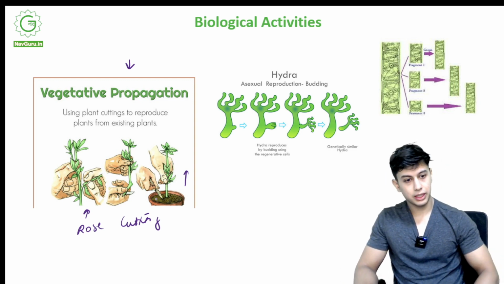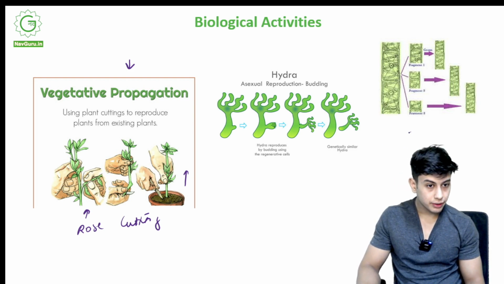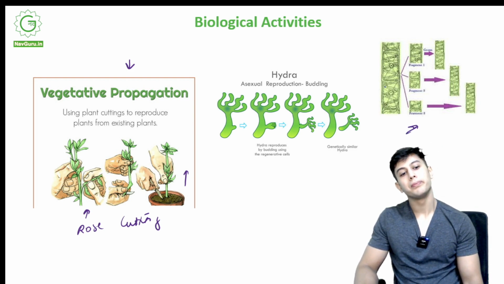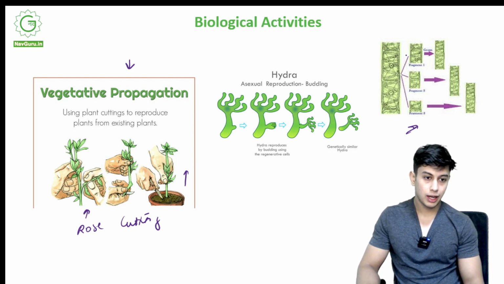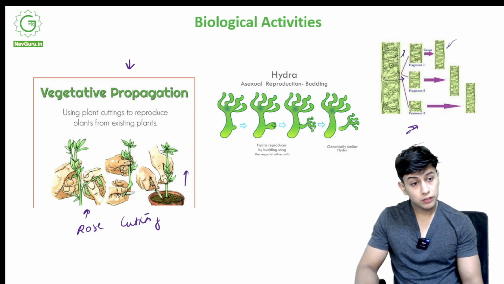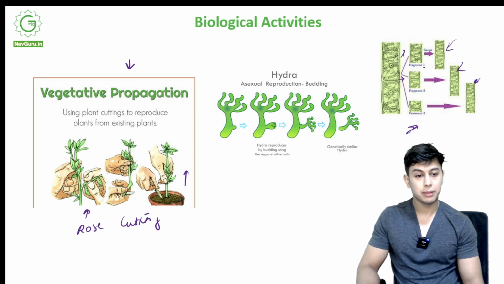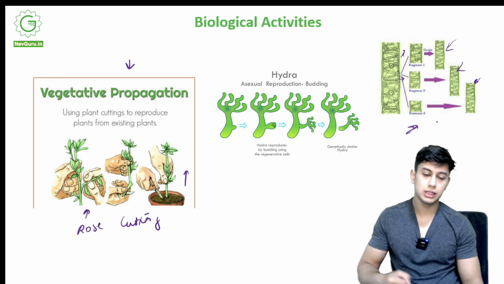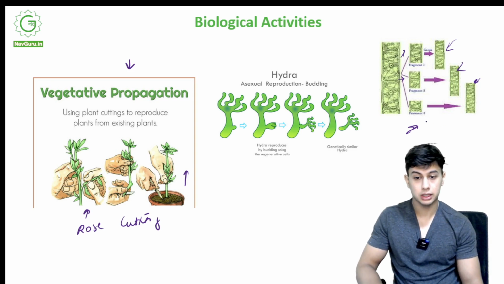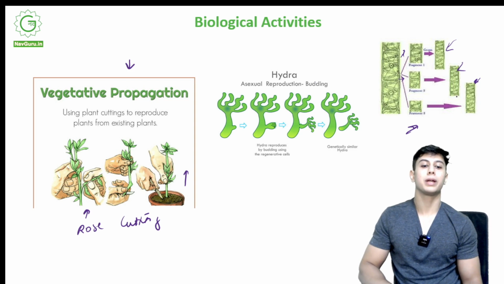Fragmentation. What is fragmentation? See over here, this is one stem or one tissue of a plant. I cut that into three parts: one fragment, two fragments, three fragments. All of these will grow into other stems. I did not only cut one part, I cut it into many parts. This is fragmentation. This is asexual reproduction. From one, I am obtaining many.